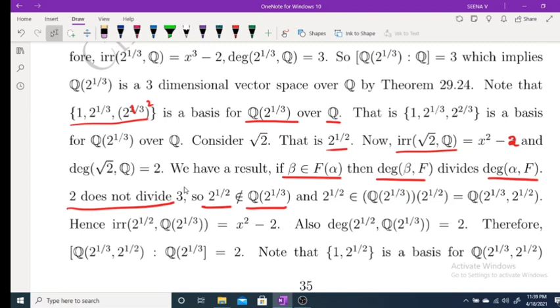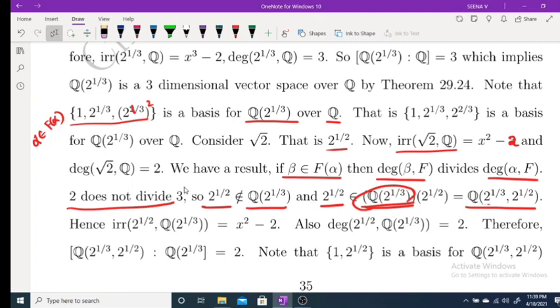Okay, but 2^(1/2) belongs to Q(2^(1/3))(2^(1/2)), which is equal to Q(2^(1/3), 2^(1/2)). We have α belongs to F(α). Here we replace Q(2^(1/3)) as F. We get 2^(1/2) belongs to F(2^(1/2)), and this F is Q(2^(1/3)).